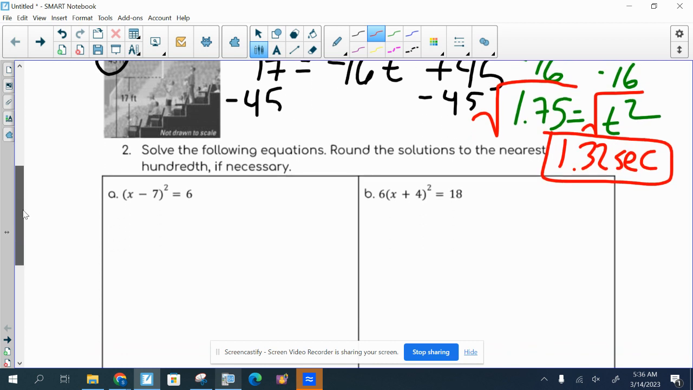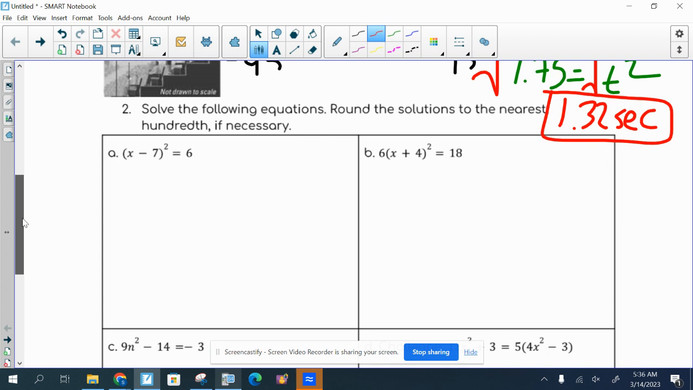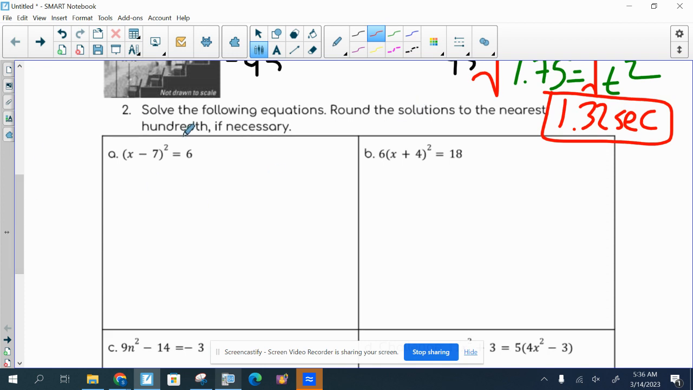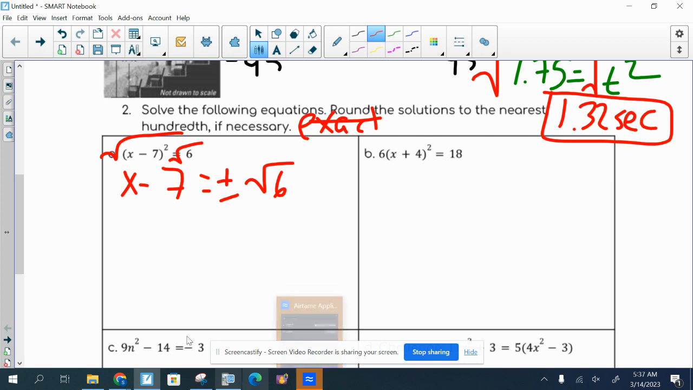For number 2, you are solving using square roots, round to the nearest hundredth. For some of these, we can also practice writing it as an exact answer, which means that we're not going to round, we're going to leave it in the square root. Exact answer. Okay, so for A, we're going to take the square root of both sides. So we have x minus 7 equals plus or minus the square root of 6. I'm just going to leave it like that because I don't know what the square root of 6 is. It's not a perfect square. And then I'm going to add 7.